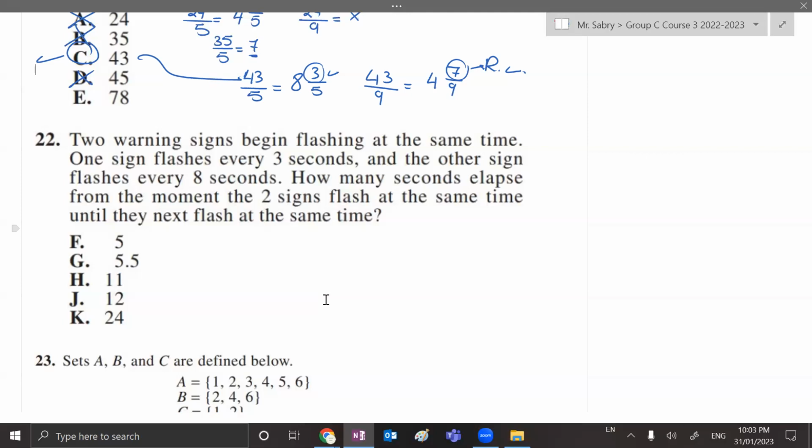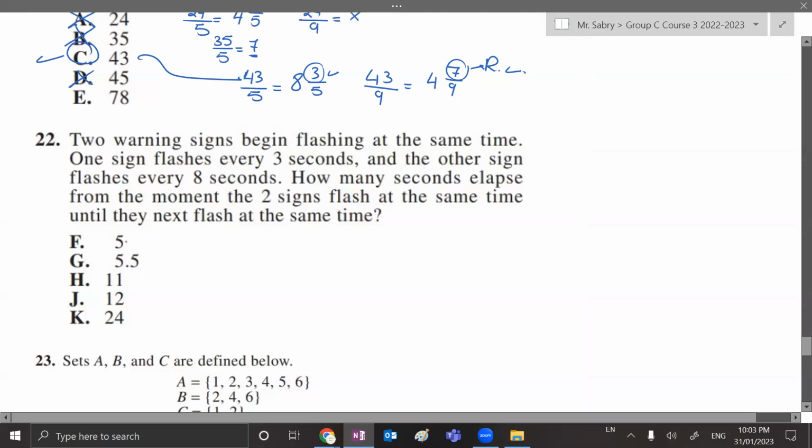100%. So we need a number that we could divide by 8 and divide by 3 at the same time. If something flashes every 3 seconds and something flashes every 8 seconds, then the timing when both flash must be divisible by 3 and by 8. If you check the numbers, 5 is definitely not divisible by 8 or 3. So it doesn't work, and neither does 11, it's a prime number.